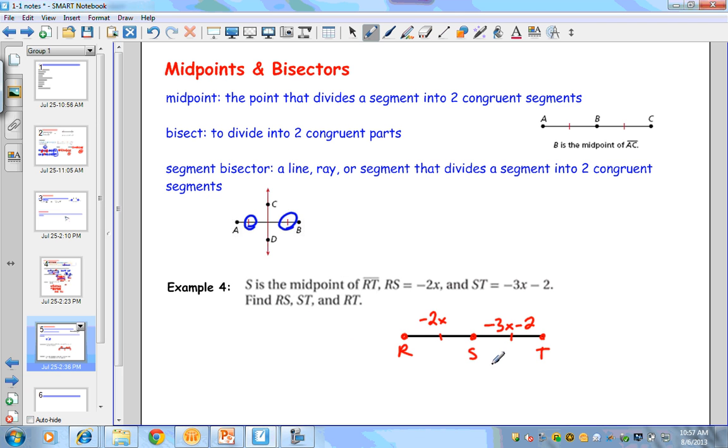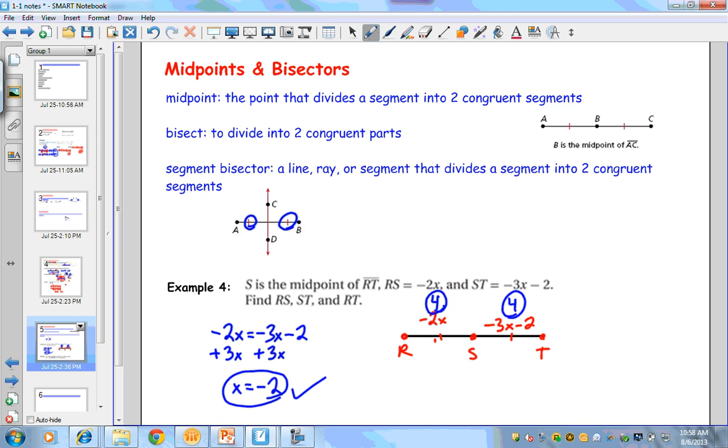Well, since I know that these are exactly the same, what I can do is set this information equal to each other. Negative 2x is equal to negative 3x minus 2. So when I combine like terms, I'm going to add 3x to this side. That gives us x is equal to negative 2. That should be our answer, but let's check our work to see. So when I plug in negative 2 for RS, I get positive 4. When I plug in negative 2 into ST, I also get positive 4. So it checks out, it works, we're going to go with that answer.